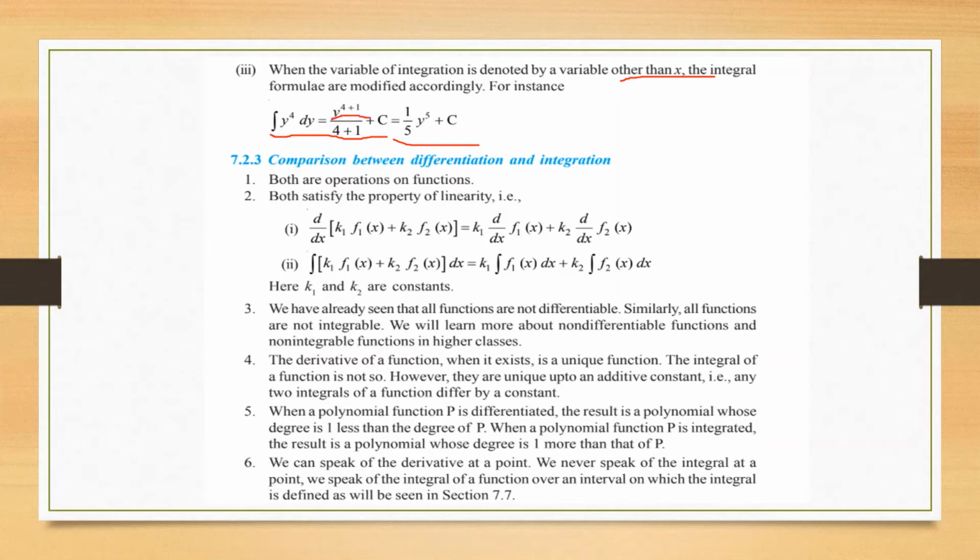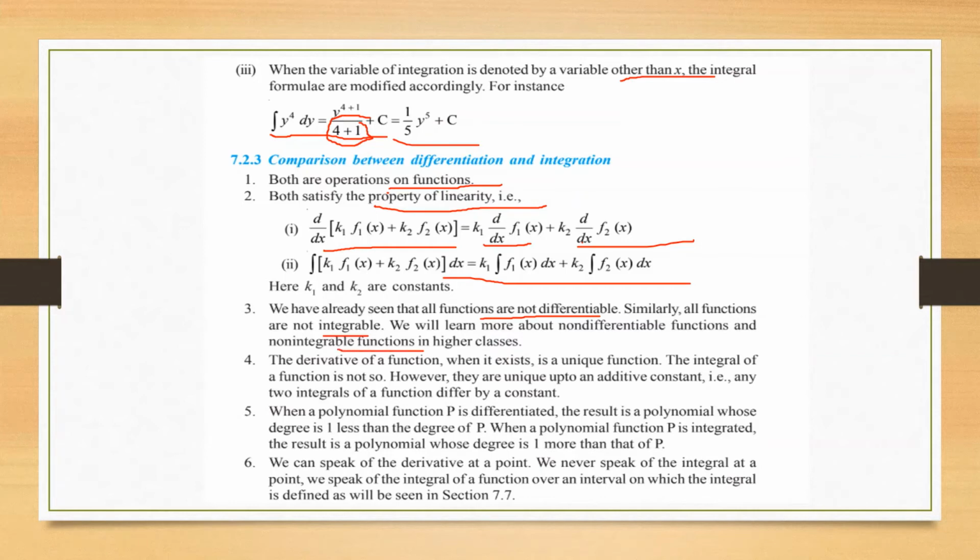See it carefully. Now what is the comparison between differentiation and integration? Both are operations on functions. Both satisfy the property of linearity. That means d/dx of k1 times f1(x) plus k2 times f2(x): you can take the constants outside and then differentiate the function. Similarly for integration. We have already seen that all functions are not differentiable. Similarly, all functions are also not integrable. We will learn more about non-differentiable and non-integrable functions in higher classes.